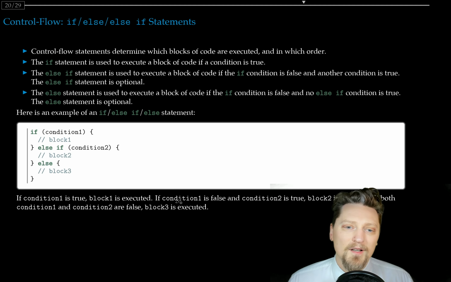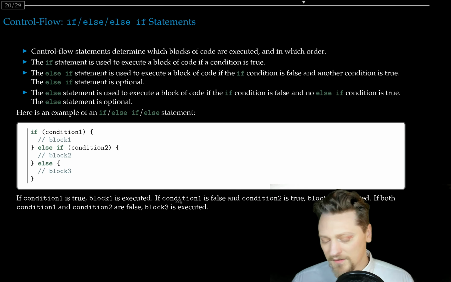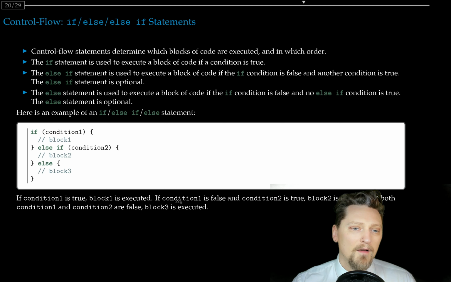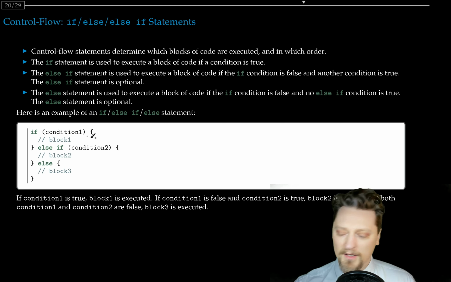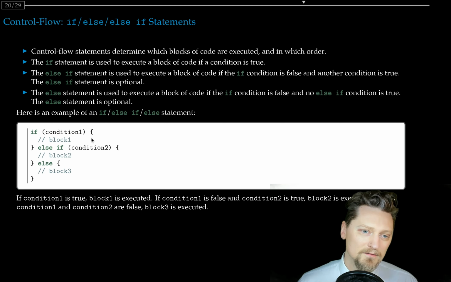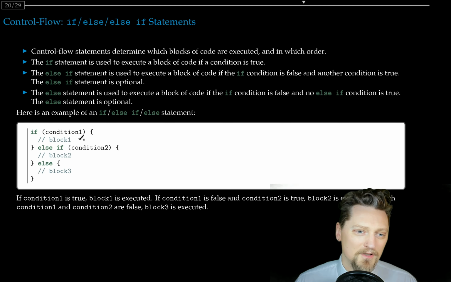The else statement is used to execute a block of code if the if condition is false and no else-if condition is true. The else statement is also optional. So here's an example of an if, else-if, else statement. So we have if a condition. So if the condition is true, this block gets executed.